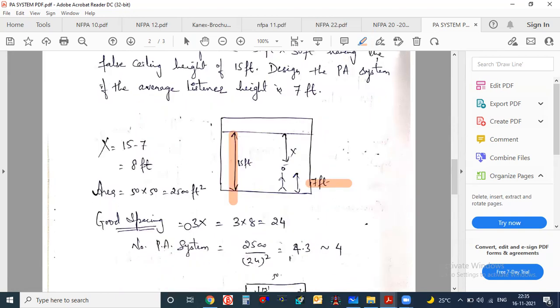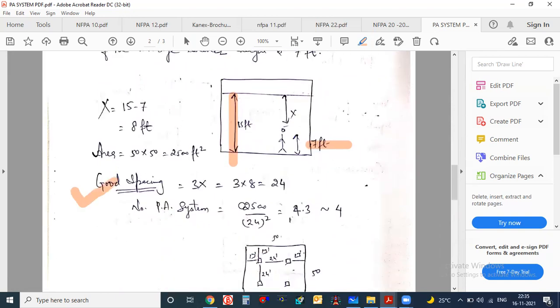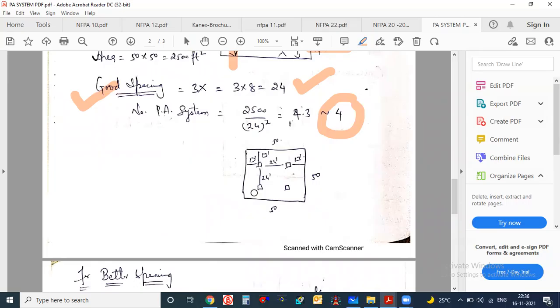Area is 2500. How to find the good spacing? 3 into X, 24. Number of PA system, divide 2500 by 24. You will get 4 speakers. This is the good spacing, and place the speakers accordingly wherever you want.